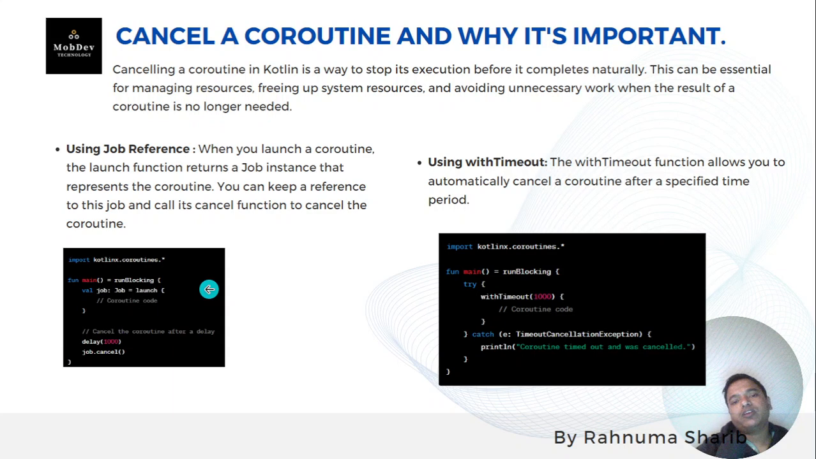So whenever the interviewer asks how we cancel a coroutine, just say we have two ways that help us to cancel the coroutine. First is the job reference, and second is the timeout method.